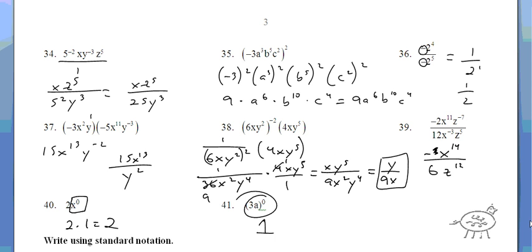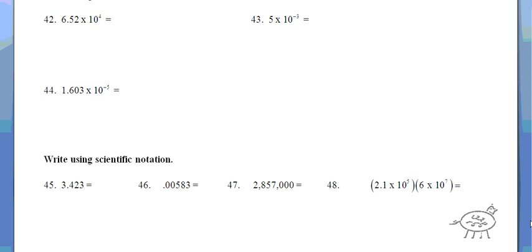Okay. The next one says write using standard notation. So in this case here, you're going to move the decimal point over 4 places. So 6, 5, 2. So over 1, 2, 3, 4. So your answer is 65,200.